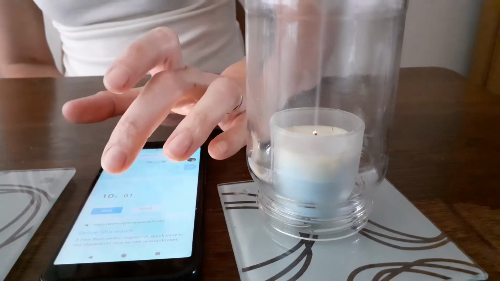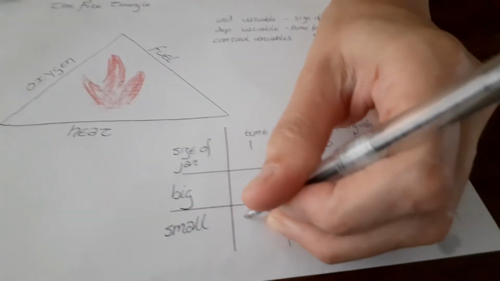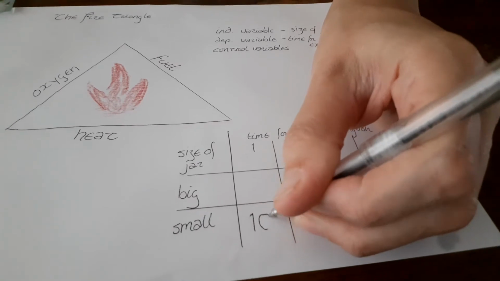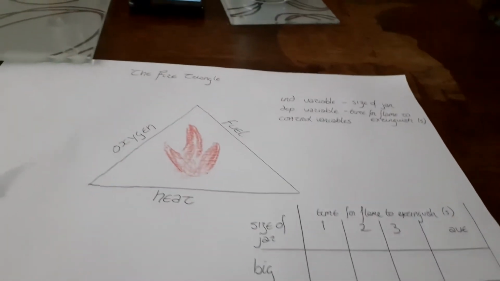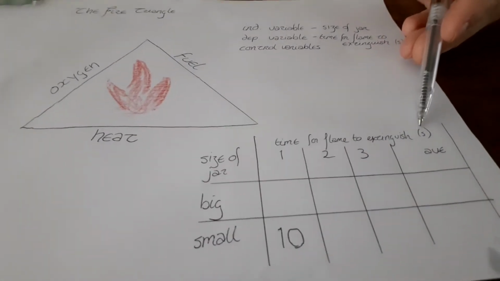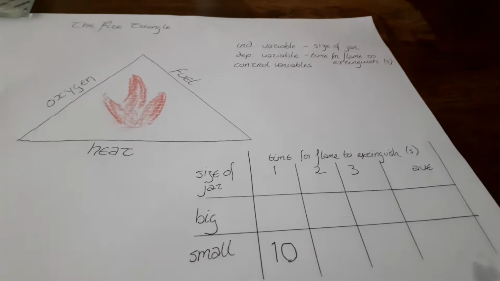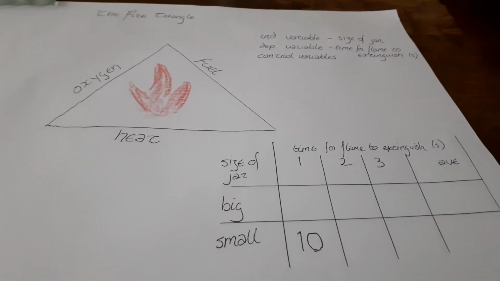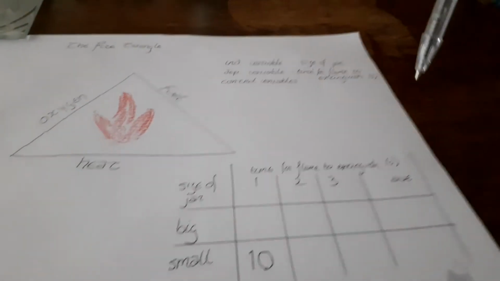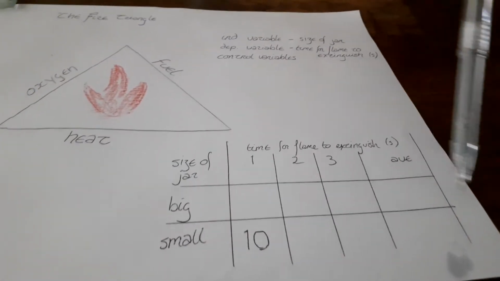And gone. And that took 10 seconds. So I'm going to write down with the small jar, the first attempt was 10 seconds. I've not had to write the units here because they're in the heading. Remember what I said earlier about scientists being lazy and we like to just write down the chemical symbols instead of the whole word? Same here. You put the units in the heading and you don't repeat them in the table.